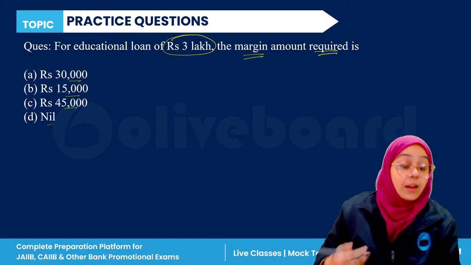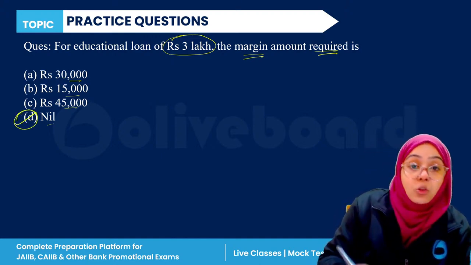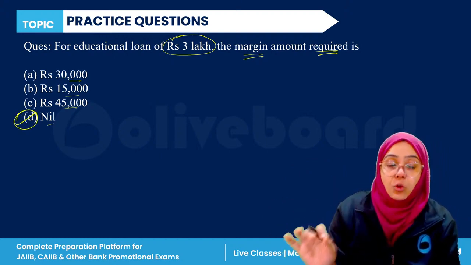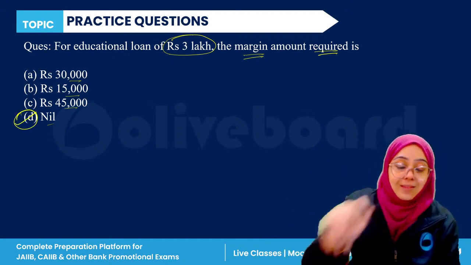The correct answer is nil. Up to rupees 3 lakh, there is no margin required by the bank. So the correct answer is D. Nil is the correct answer.